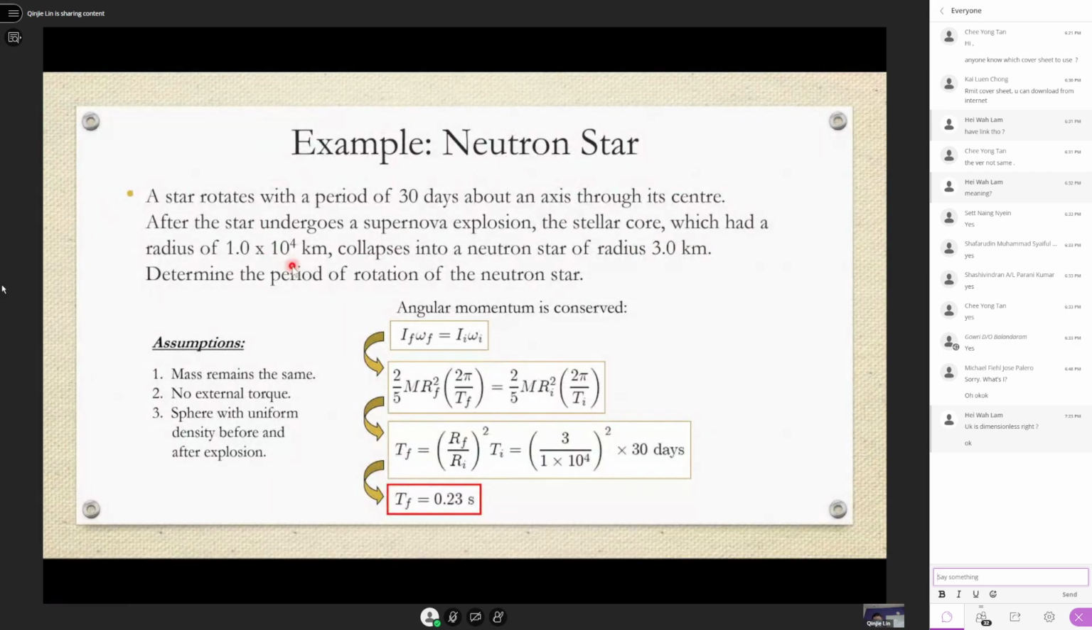Okay, another example. A star rotates with a period of 30 days around an axis through its center. After the star undergoes a supernova explosion, the stellar core, which had a very huge radius, collapses into a neutron star of just 3 km radius. Determine the period of rotation of the neutron star after the explosion. So this is just a simple case of conservation of angular momentum. Suddenly something that is big and rotating becomes very small. So what is the new rotational speed? It's from I omega final equals I omega initial.